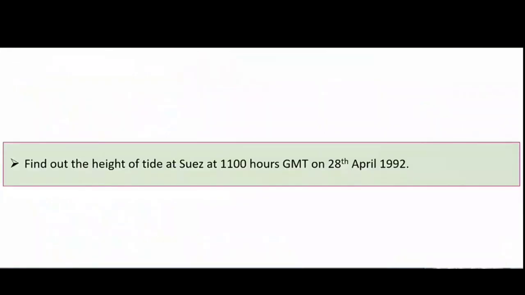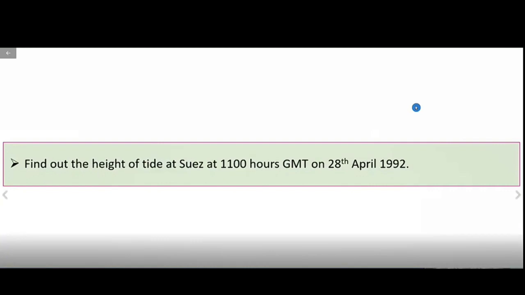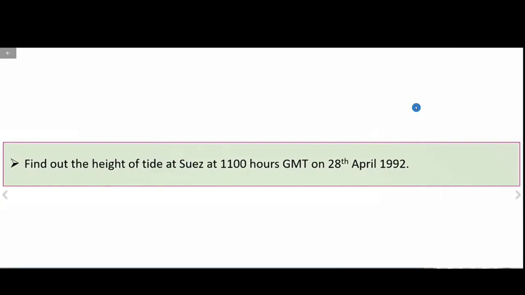Having completed the familiarization process, now let's solve some questions and apply what we have learned. Find out the height of tide at Suez at 1100 hours GMT on 28th April 1992. Okay, so beta, now we have got this next question, Suez port. So the first exercise, beta: find out and tell me in which volume it comes. Is it in Volume 2, Volume 3, or Volume 1?